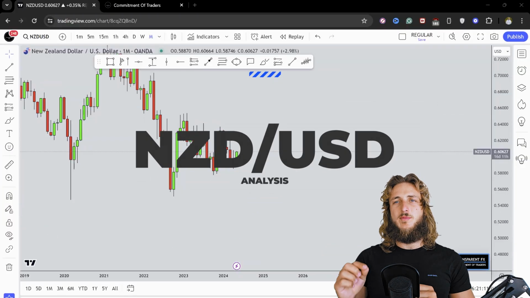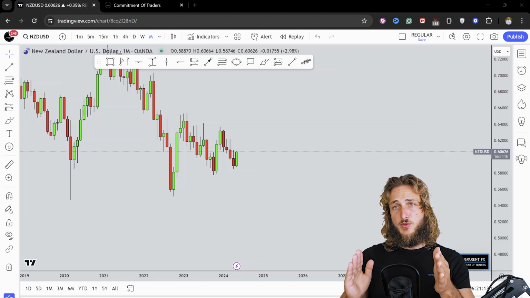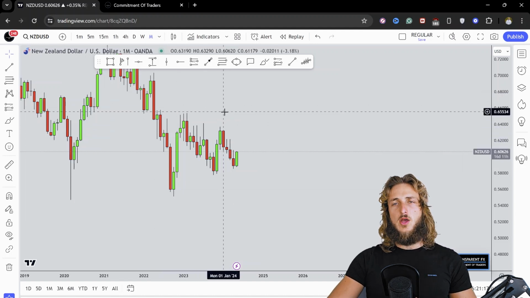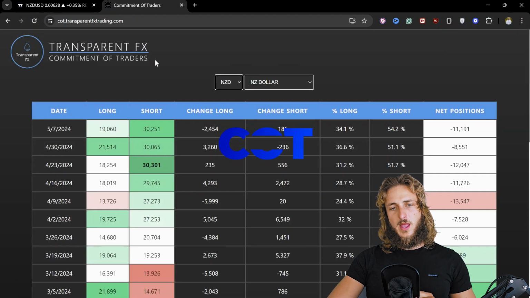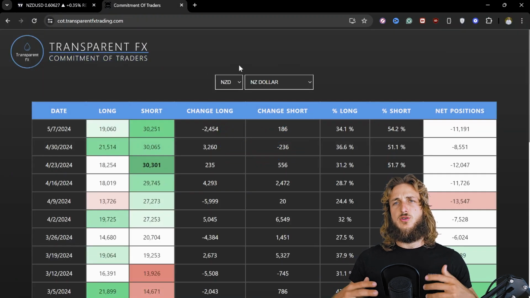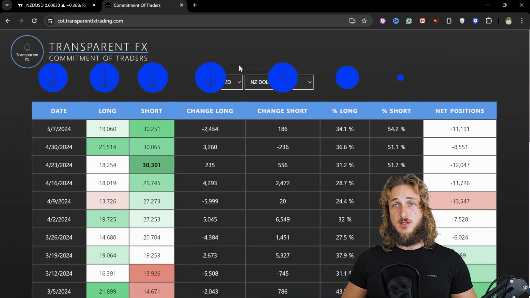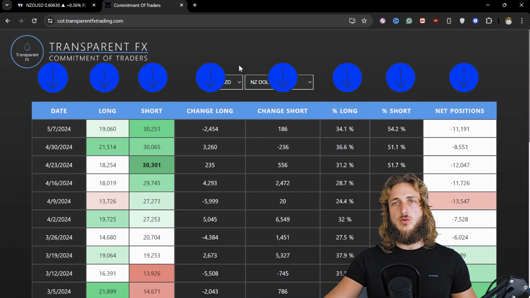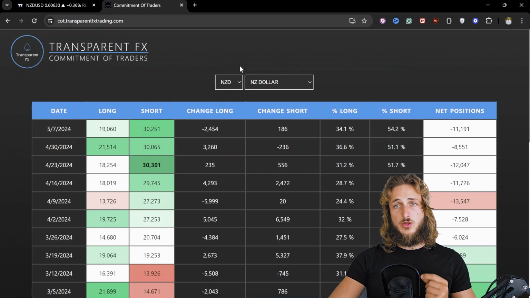Now, as usual, to keep the video as educational as possible, first I will be covering the technical aspect for this market. Then we will be moving to the order flow by looking at the commitment of traders, so the COT data, so essentially what hedge funds and the big players in the market are doing and how they're moving their orders. And by the end of the video, by using a combination of these two different types of analysis, we will try to understand where we have the highest probabilities for the next potential move here for this pair.